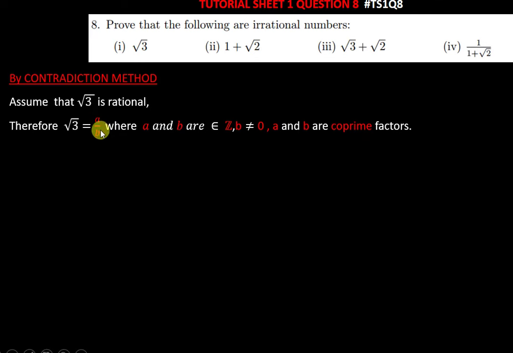We know that only rational numbers can be expressed in this form, a over b, where a and b are integers and b should never be equal to 0, and a and b are co-prime factors. What do we mean? Meaning a and b are in their lowest form, meaning this fraction a over b has no common factor. There is no number that can go into both a and b for this root of 3 to be called a rational number. So from here we now need to start solving.